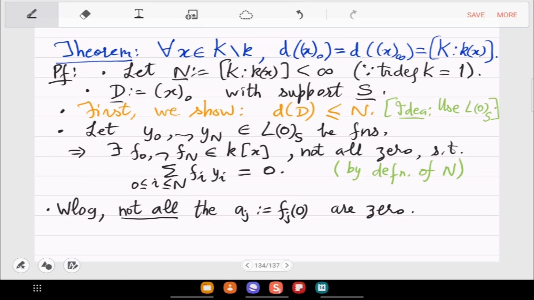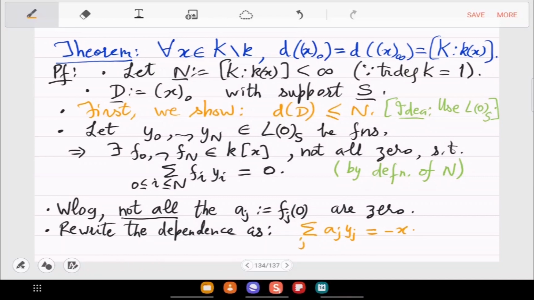Okay, so we can rewrite this as sigma a_j y_j equal to minus x times sigma g_j y_j, where a_j plus x times g_j is f_j.